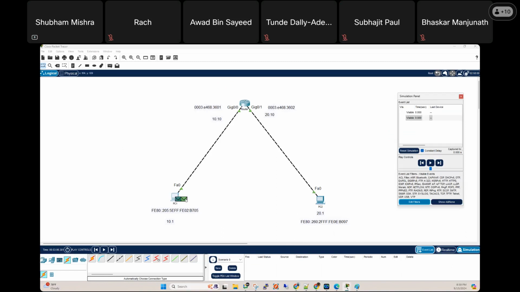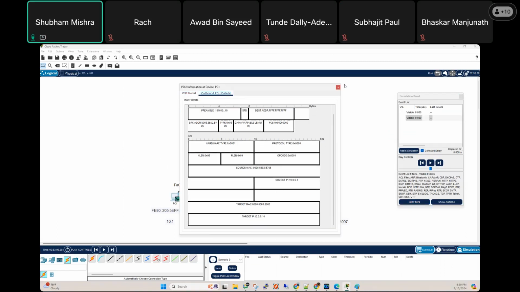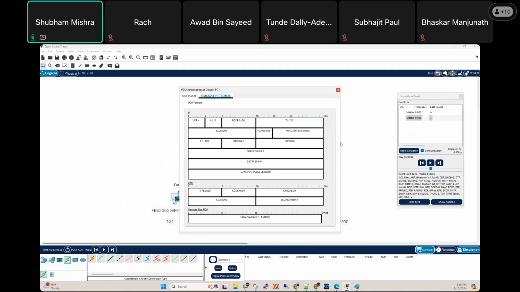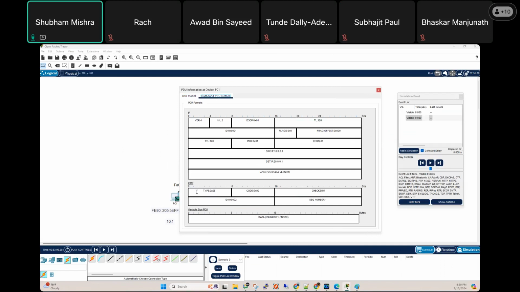How many packets are there? Two packets are there. I am opening this one. First of all, I need to open the ICMP. This is the ICMP packet, right? Everyone, see, this is the ICMP packet. This is the IP header, but this packet is not completely encapsulated. Why? Because see, layer number 2 is not there. Layer 2 means source MAC and destination MAC. These MAC addresses are missing.